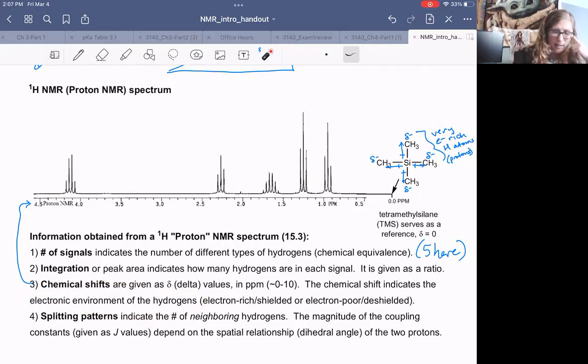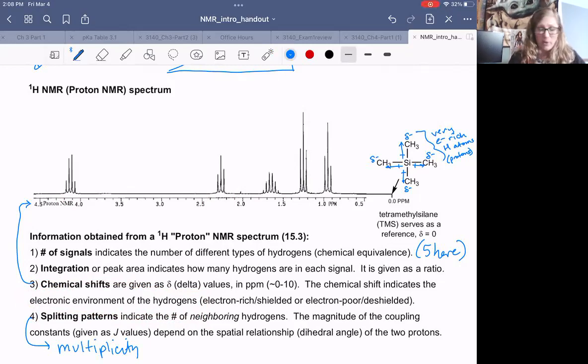And then finally, we have the splitting pattern, also called a multiplicity. I think it's just a lot easier to describe it as a splitting pattern. Sometimes it's just a single peak, which we call a singlet, but sometimes it's split into 2 or 3 or 4 or more. For example, this signal would be described as a triplet. It's called a triplet because it has 3 peaks to it.